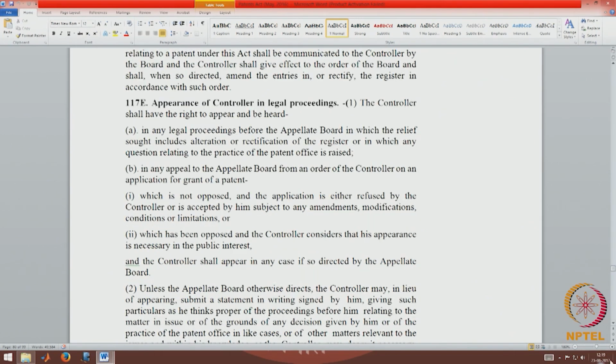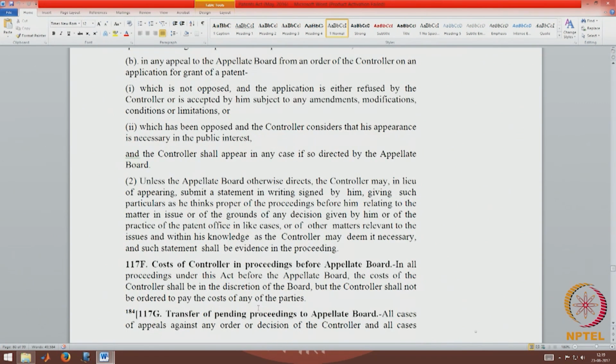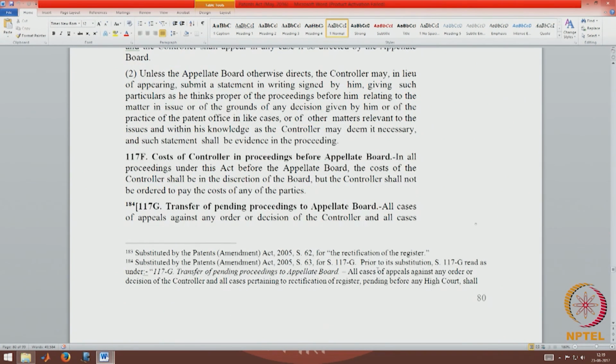Now 117E provides some provisions where the controller can appear before the Intellectual Property Appellate Board, and the details are given. So there is a provision where the controller can be asked to appear before the appellate board. Either the controller can appear in person, or he can delegate, or somebody else can appear on behalf of the controller. The cost of the controller in proceedings is at the discretion of the board to award.